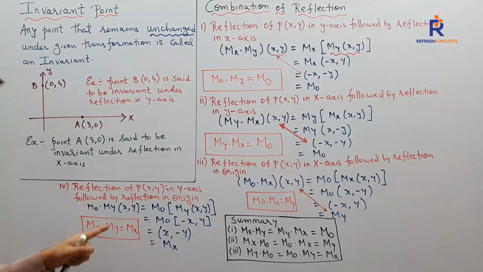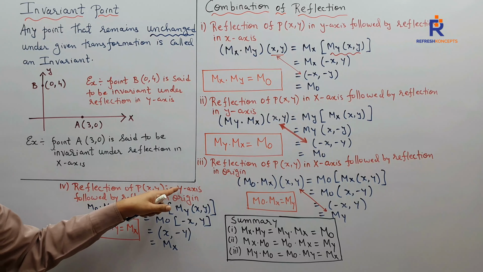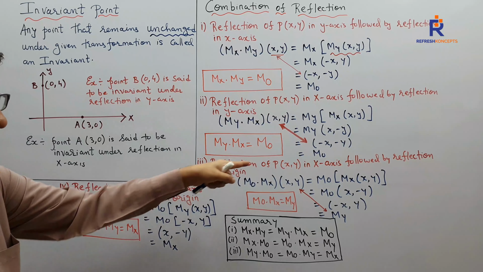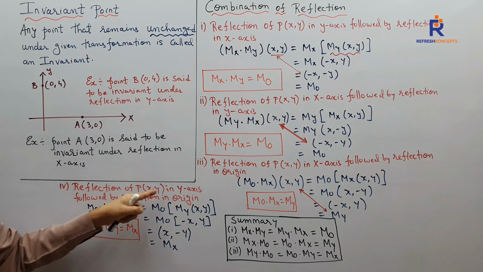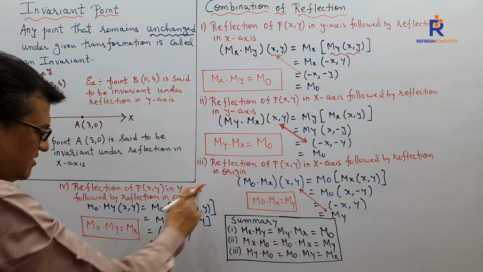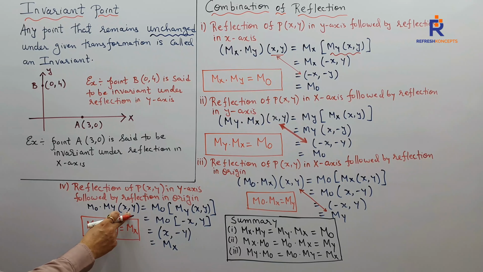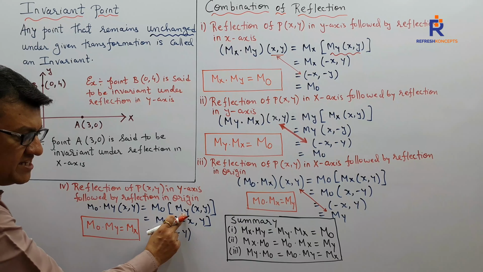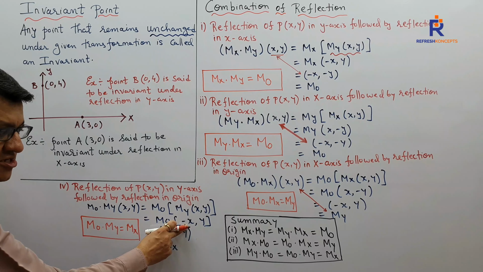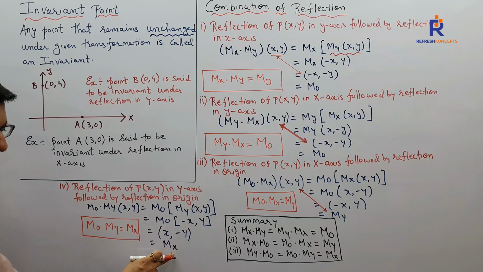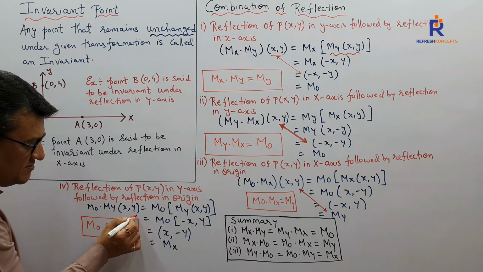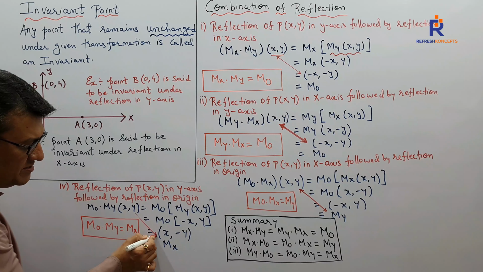Same lines, children, on the same lines. Reflection of a point P in y-axis followed by reflection in origin. Earlier it was x-axis, now it is y-axis. My of x, y is reflection along y-axis: the x coordinate shall change. Thereafter, followed by origin, both the coordinates should change. Ultimately, if y is getting changed, that means the reflection is taking place along x-axis. So this is the single transformation.